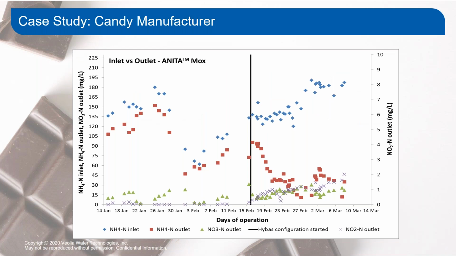And here are the results. The black line on the graph is prior to introducing the Anammox process into the system, the Anitamox system, prior to starting it up. And after it was started up, as you can see, influent ammonia didn't change throughout. We were seeing approximately 165 to 210 milligrams per liter of ammonia coming in. And as soon as the system was turned on, the effluent ammonia was in the range of below 30 milligrams per liter.